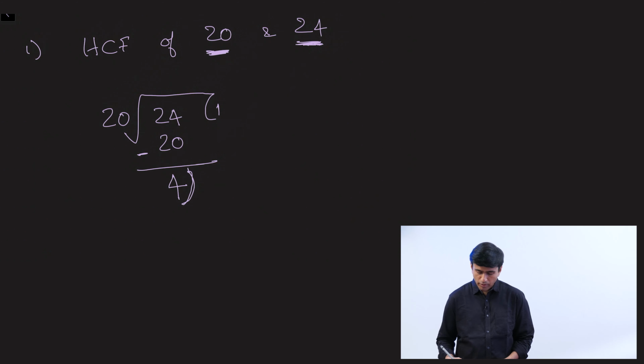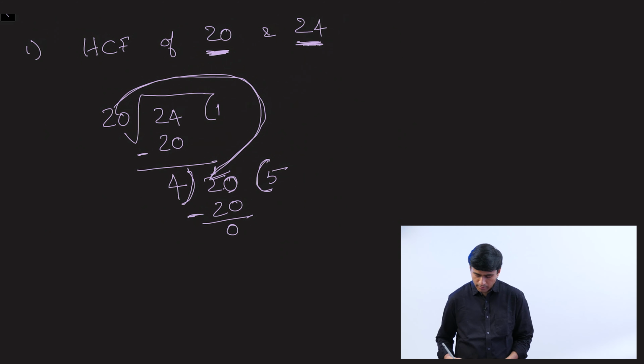The second step we are going to do is to bring the divisor here. So the divisor becomes the dividend here, and the remainder becomes the next divisor. So you bring 20 all the way here, and then you divide this 20 by 4. 4 5s are 20. The remainder is 0.